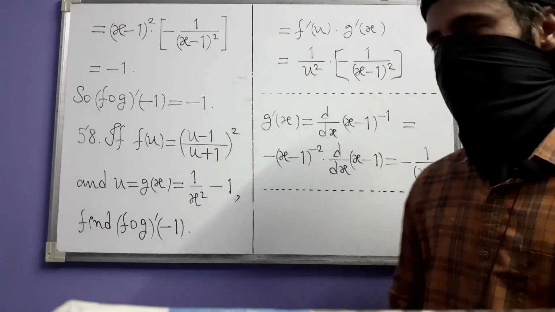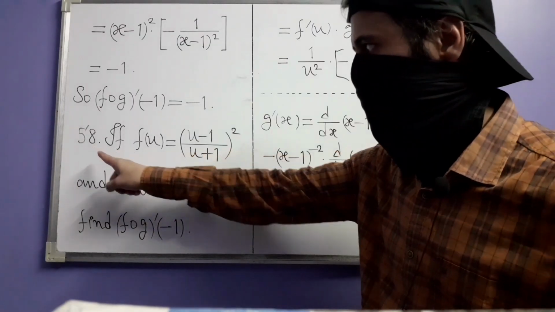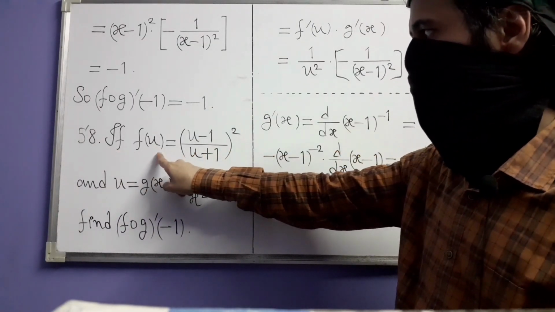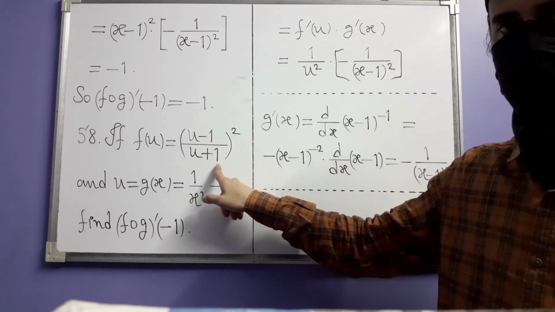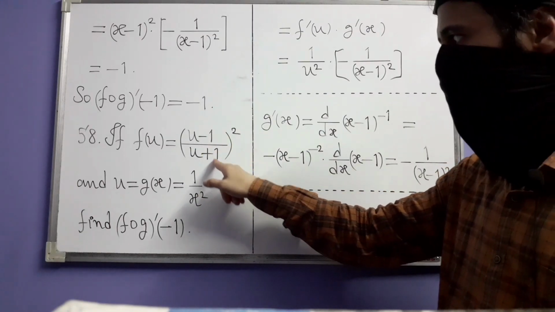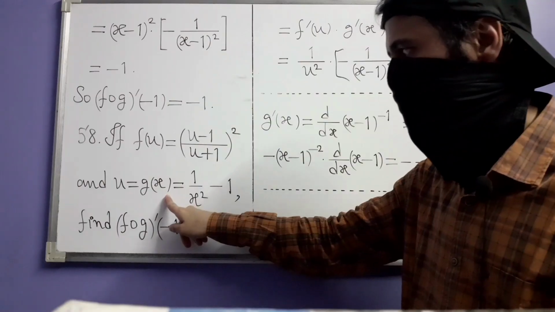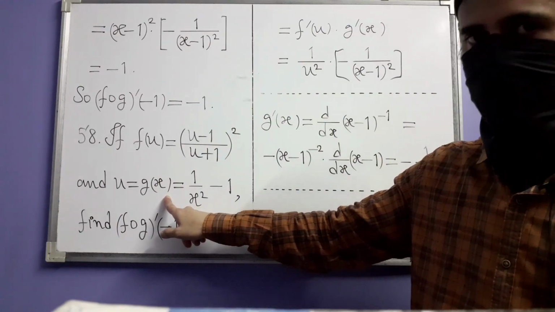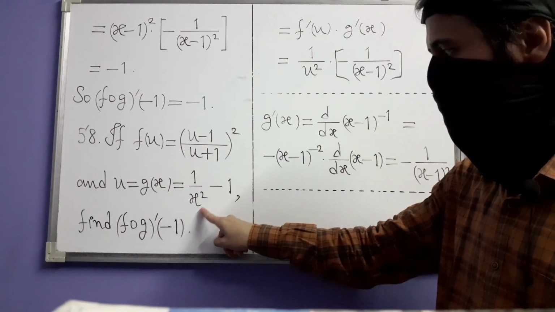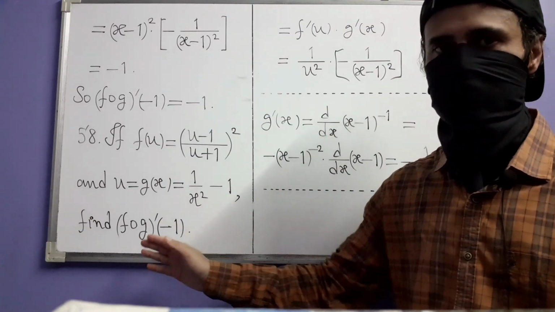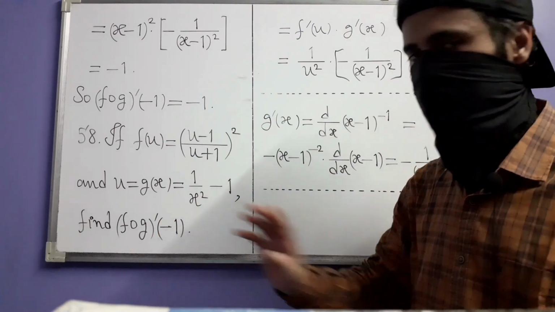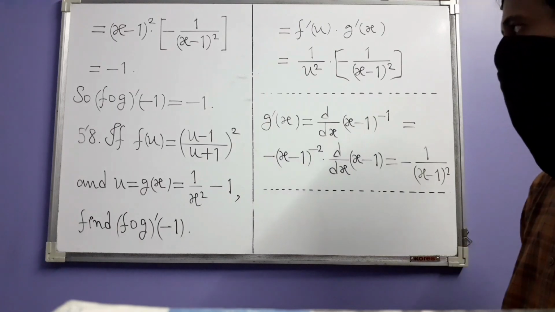Let's do another one of this type, number 58. Here the function f of u is the square of u minus 1 divided by u plus 1. And where u itself is this function g of x of the variable x, and that is 1 divided by x square minus 1. And here also we have to find the derivative of the composition at the point x equal to minus 1.